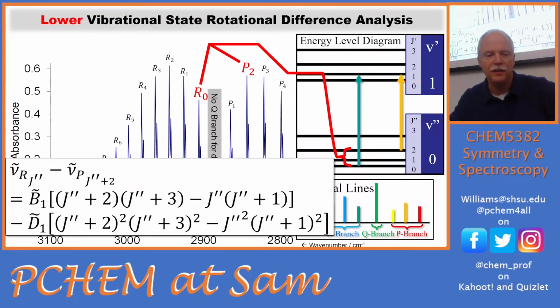Here's our equation. And so everywhere we have this difference for the R, so this is the R0 line. And so we're just setting up those J values here in our equation, and this is our difference. And so we make up our columns here, column 1 and column 2, and then we get the coefficients of those columns being B1 and D1.